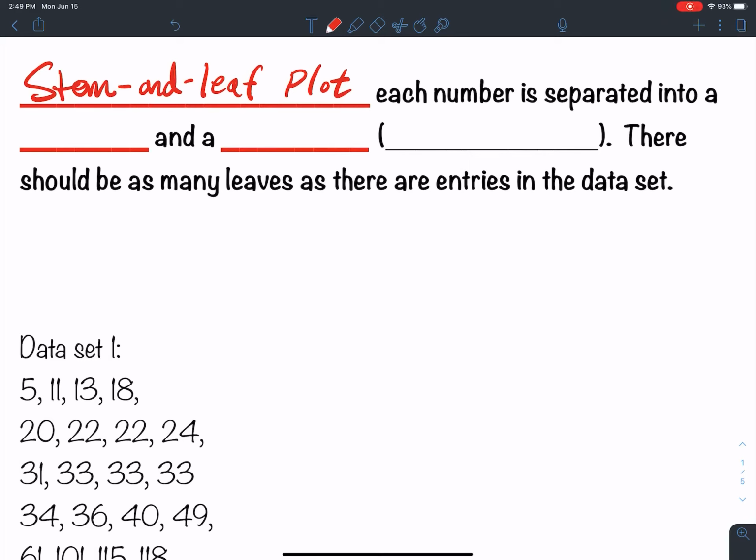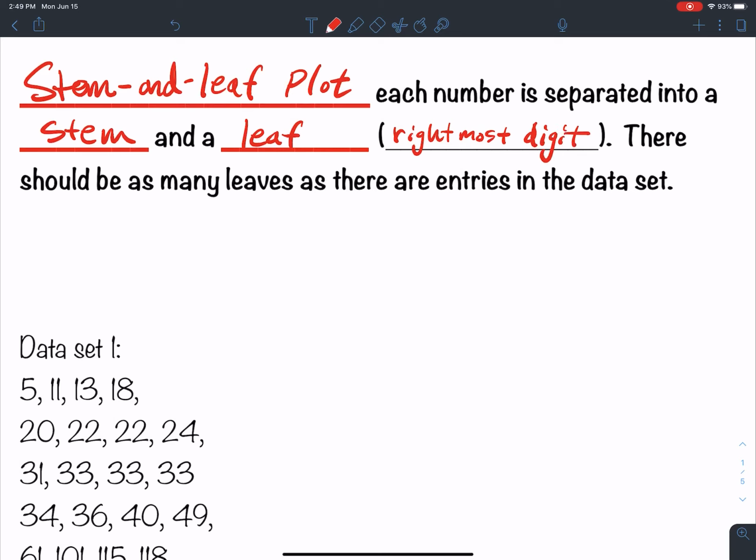In this video we're going to talk about the stem and leaf plot. In a stem and leaf plot, each number is separated into a stem and a leaf. The leaf is the rightmost digit.